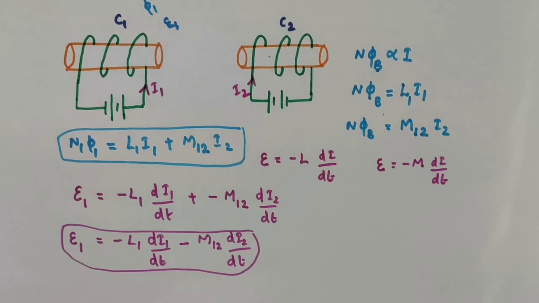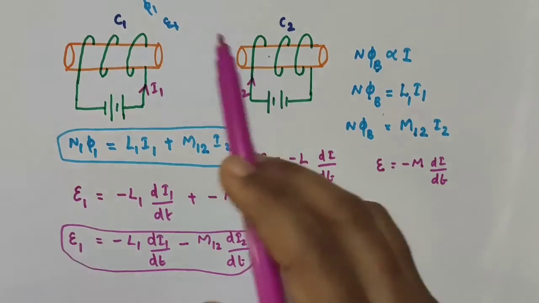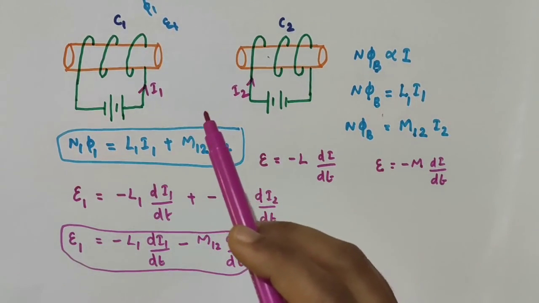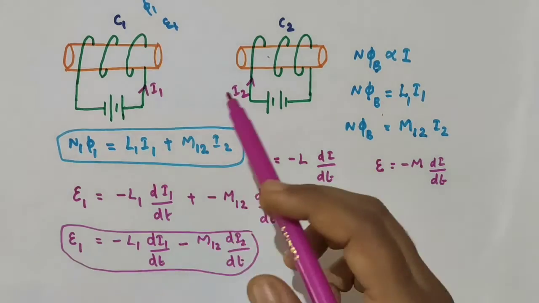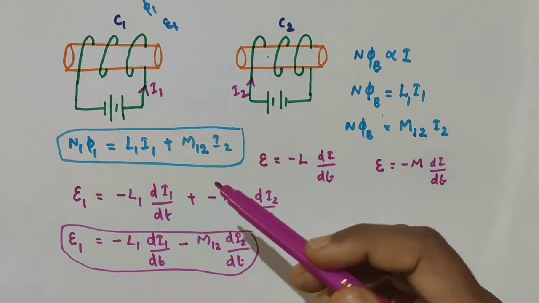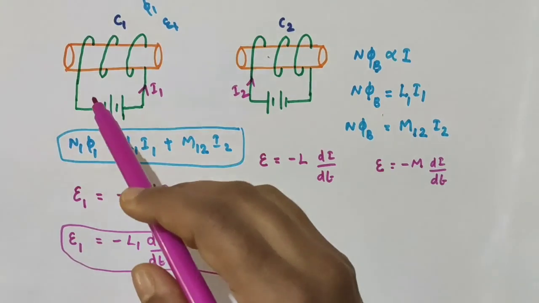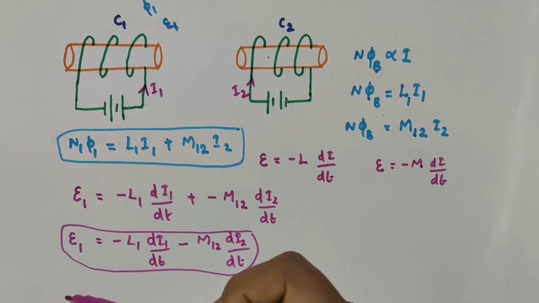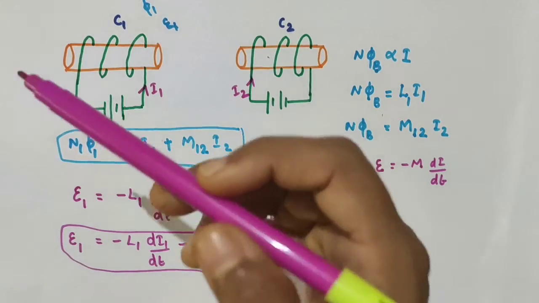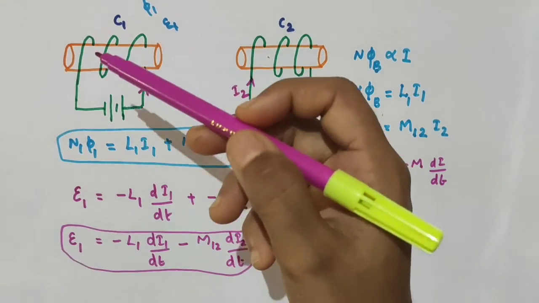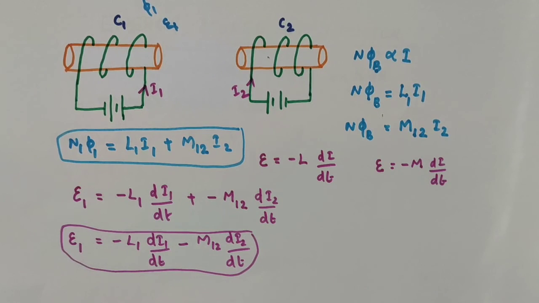So in this video, first we discussed energy stored in an inductor. Then we considered two coils like this with current simultaneously flowing through both the coils, and we got the expression for the flux linkage with one coil, as well as the expression for the induced EMF in any one coil. Here we have considered the coil C1, so we got an expression like this.